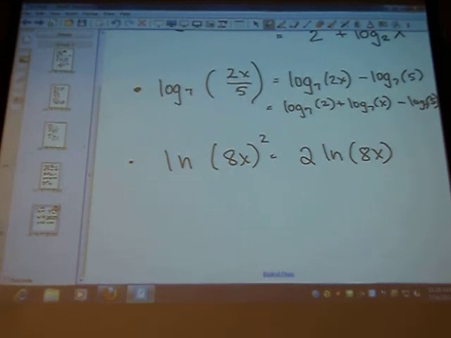Then x to the second power. Well, the 2 came down in front, so it's not a power anymore. Now it's a coefficient. But now what else can I do? I can separate the 8 and the x because those are multiplied. Since 2 is the coefficient of the whole thing, when I separate them, they're both going to keep that coefficient. So I've got 2 times the ln of 8 plus 2 times the ln of x.